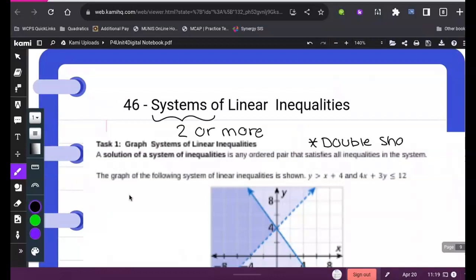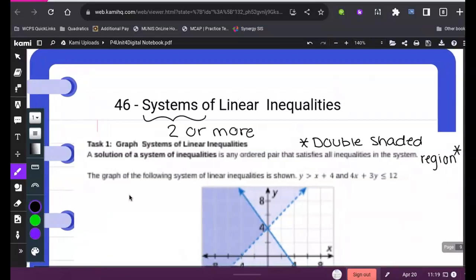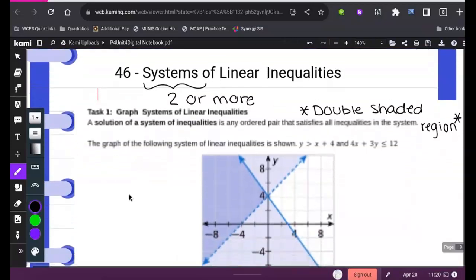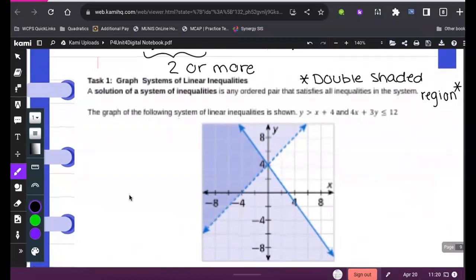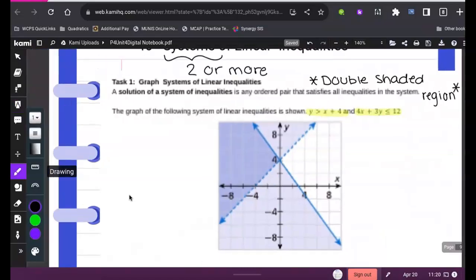So we're going to look at two inequalities. Both of them are going to have their own shaded region, and we want the one that is in both of the shaded regions for both of the inequalities. That's called the double or overlapping shaded region. So the graph of the following linear inequalities is shown. We have the inequality y is greater than x plus 4, and 4x plus 3y is less than or equal to 12. Those two inequalities are graphed here.